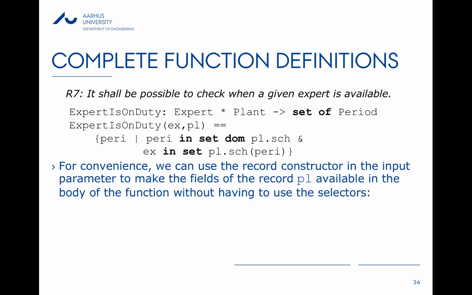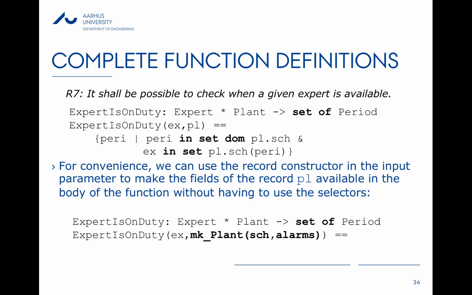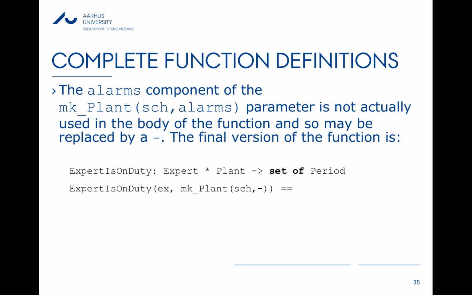For convenience, we can actually use a record constructor in the input parameter as well. It's called a record pattern. It means that instead of writing PL here, we could write make plant schedule of alarms. And in fact, we don't even need to use the alarms, so we can just replace that with a don't care pattern. So the final version of the function looks like this. And then we can make it simpler in the sense that we want to say the schedule part of the alarm I called SCH, and then I only need the schedule here, and I don't need to look up as you saw before.